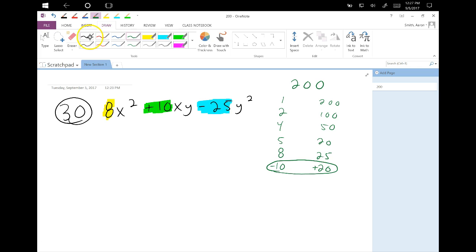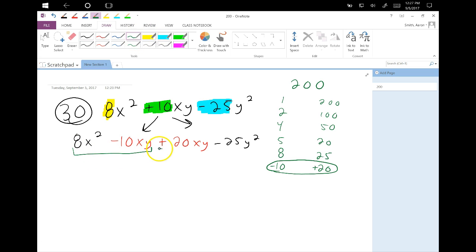And remember, what I do is I rewrite my original, but I split the middle term into negative 10xy plus 20xy using those magic numbers, minus 25y squared. So when I do TPTS, I split the middle term using those magic numbers. Alright, so looking at the first two, I'm going to factor by grouping. Factor these, keep the middle sign, factor these.